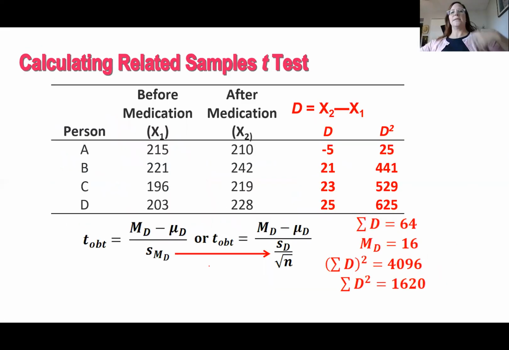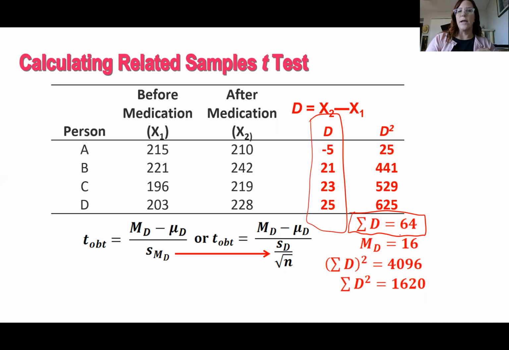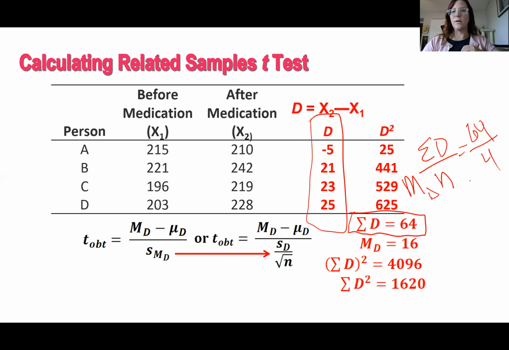So here are those basic calculations. We're going to get our differences. Like I said before, this person's strength went down, but everyone else's went up. So when we add these up, we get the sum of D equals 64. Then I'm going to get the mean difference, the sum of D divided by N. So I put 64 divided by 4. That gave me 16. Then I'm going to square each of the differences.